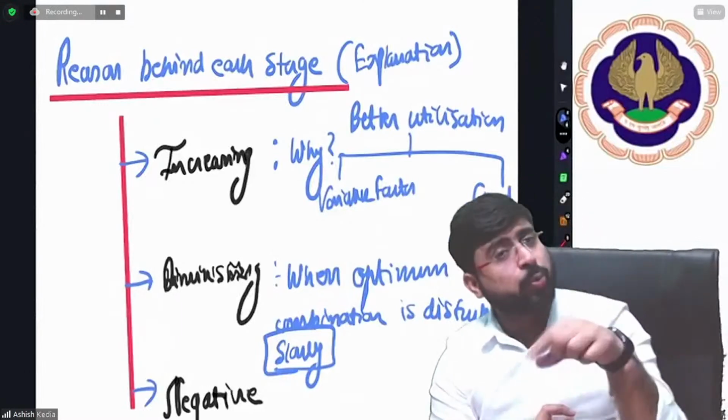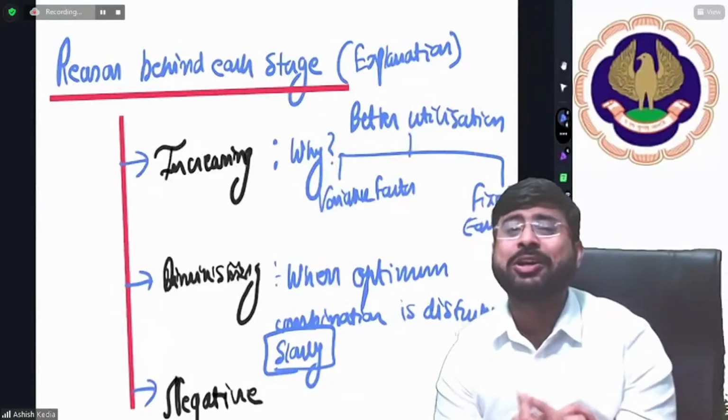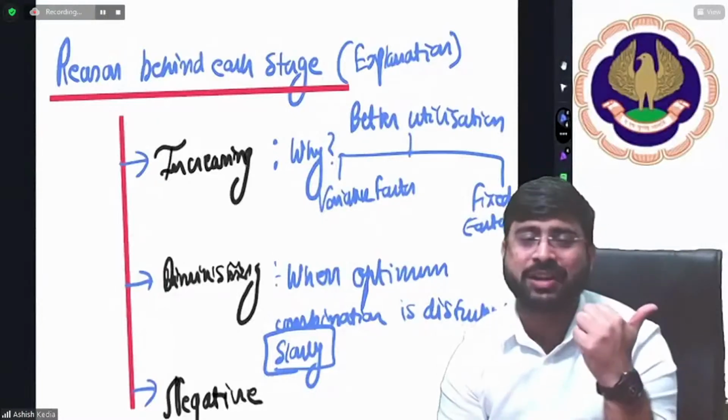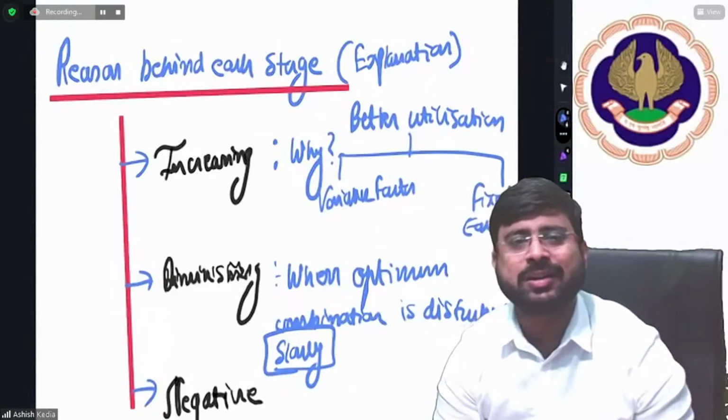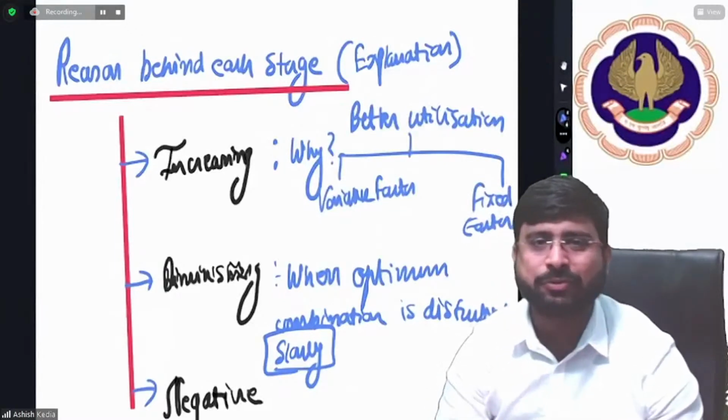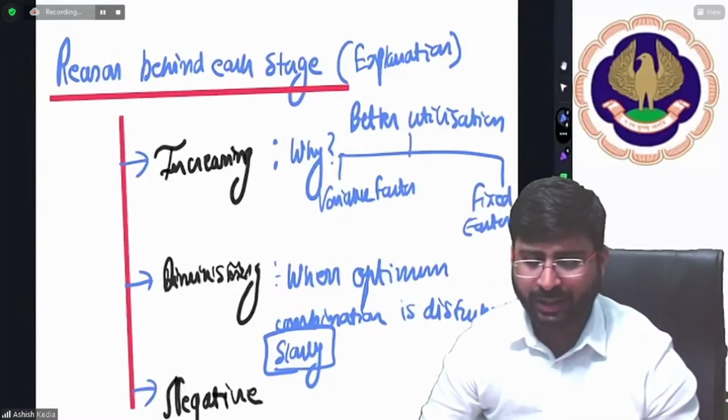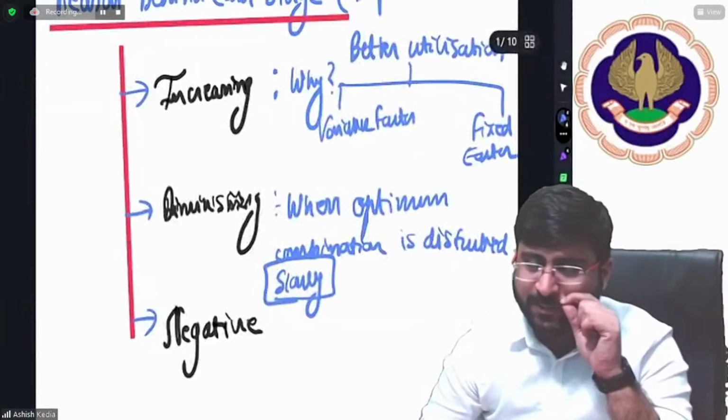And so the output will increase this time, but not with the same vigor, with the same strength as the previous one. Now it will be a little lesser, and so MP is falling, AP is falling, okay, in diminishing returns. And what is negative returns, sir?